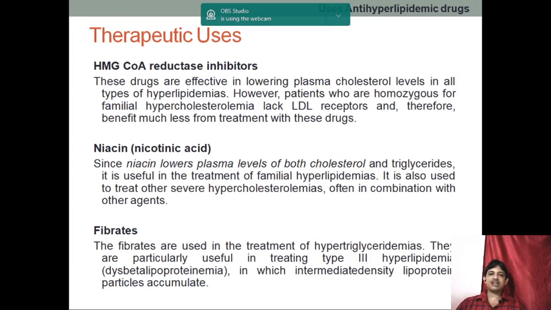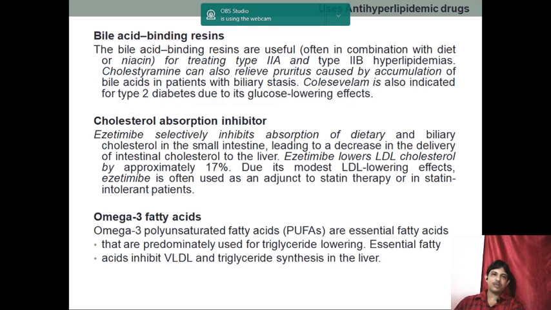Fibrates. Fibrates are the drugs used in the treatment of hypertriglyceridemia, that means increased triglyceride level. They are particularly useful for treating type 3 hyperlipidemia, in which intermediate density lipoprotein particles, that is the IDL particles, accumulate. So in that condition also it will be helpful.